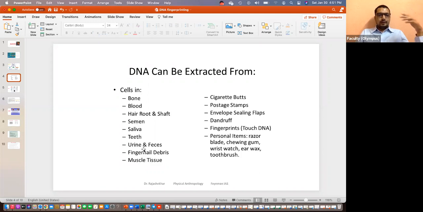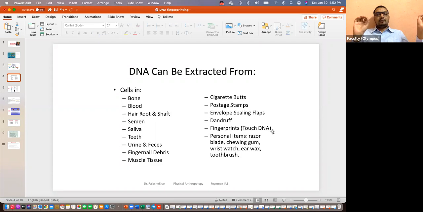Otherwise, urine, fingernails, muscle tissues, even cigarette butts. Because cigarette butts normally can leave some cells, so we are looking for those cells that are attached to the cigarette butts. Like that, many of them. This is enough for us. So fingerprints also can be used. Dandruff can be used. Many possibilities are there.